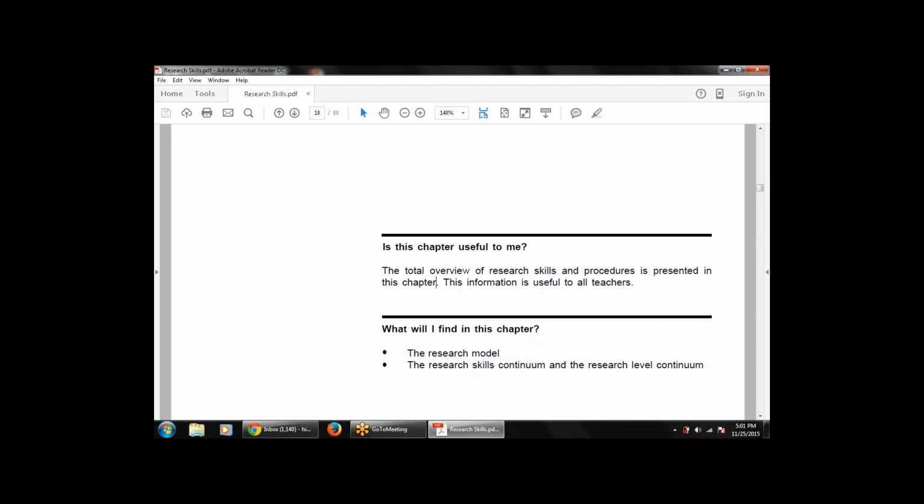So in this chapter, we will study the research models: what the various research models are, what the research skills continuum is, and what the various levels of the continuum are, or the research level continuum. So one is the research model, then the research skills continuum, and the research level continuum.